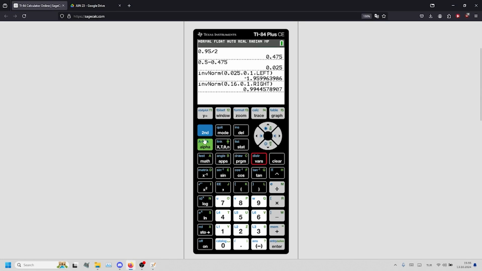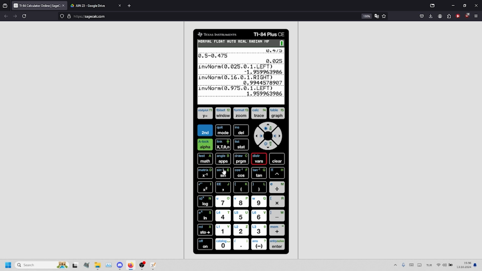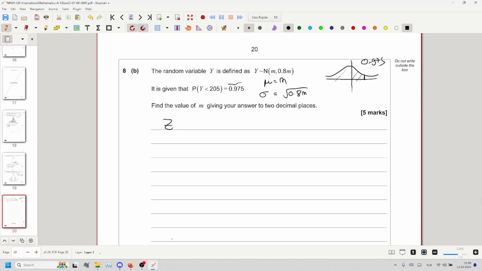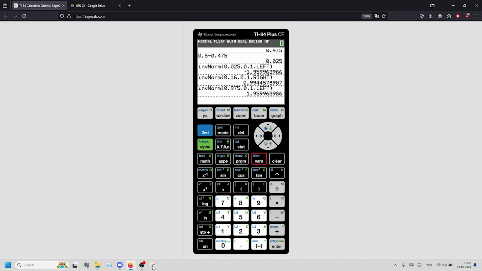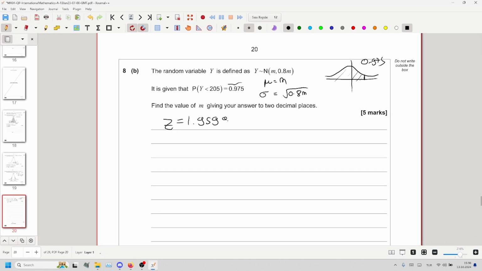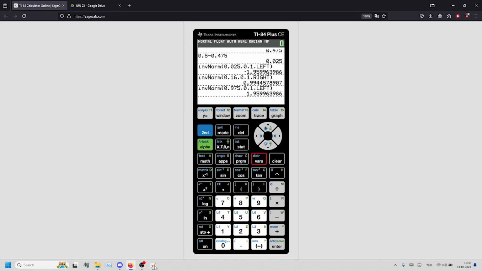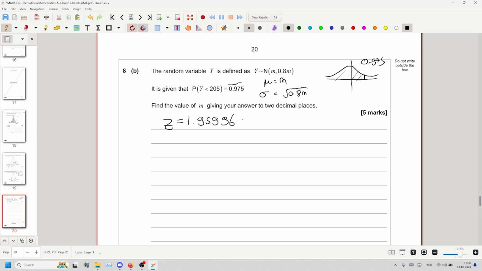So let's quickly calculate that. The inverse norm, from the left of course this time, of 0.975. Let's calculate that. That would be 1.95996 something. I'm going to be doing calculations with this, so there's no need to round this value. I'm going to write as many decimal places as I come up to.